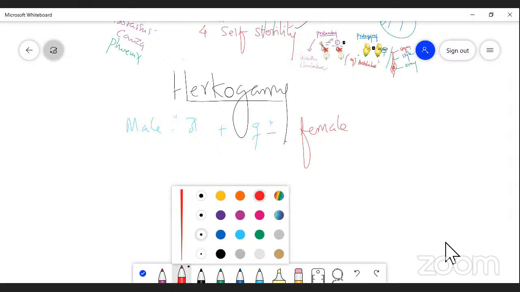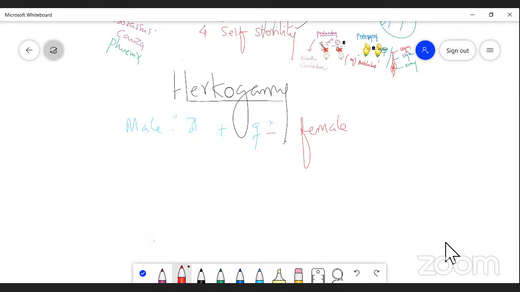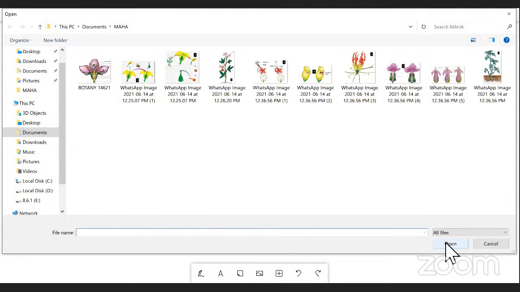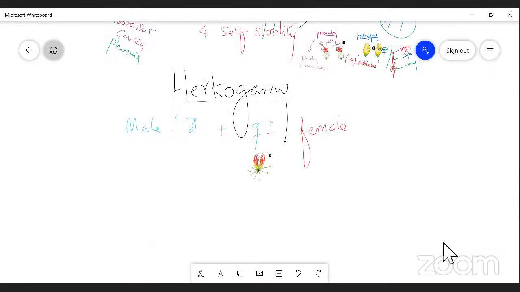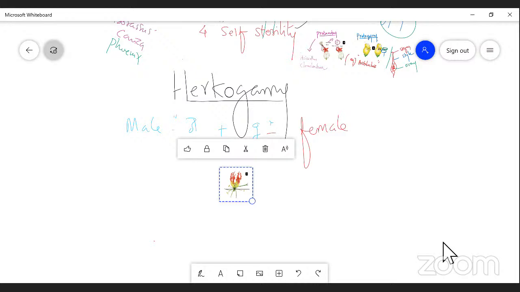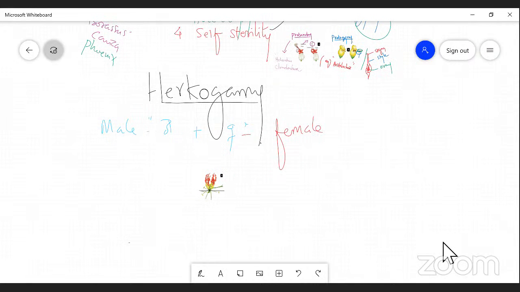An example of ergogamy is Gloriosa superba, the Tamil Nadu state flower, in which you can see the male and female parts arranged in different directions. This is the structure you can see.